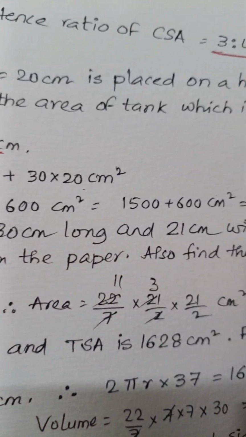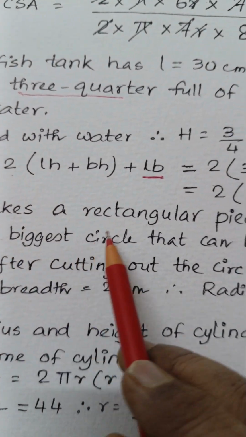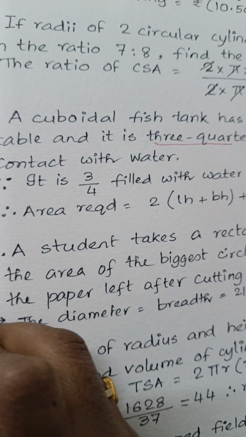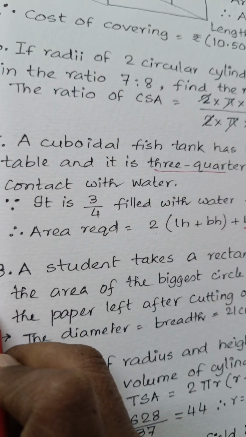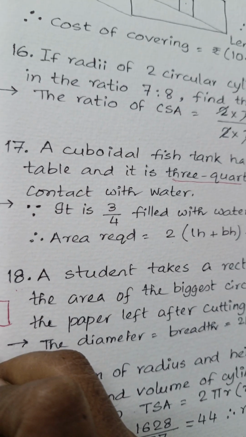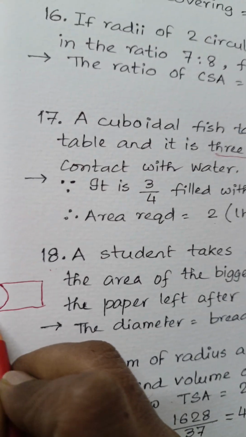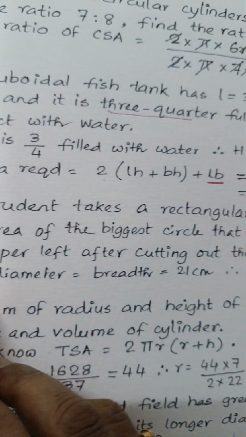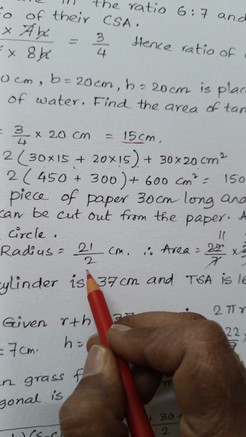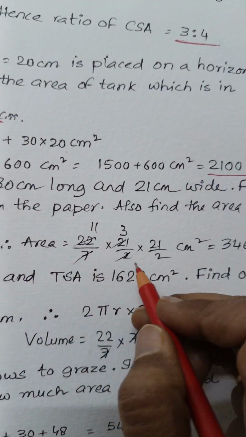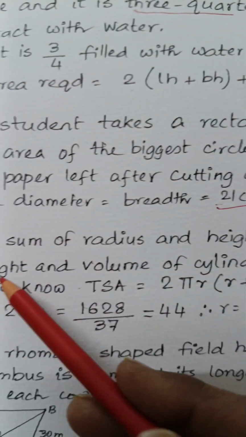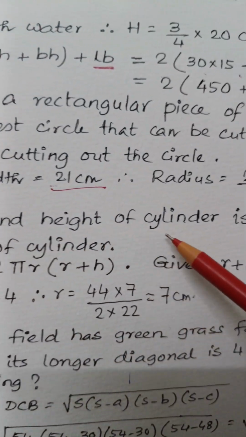Number 18. A student takes a rectangular piece of paper 30 centimeter long and 21 centimeter wide. Find the area of the biggest circle that can be cut out from the paper. Biggest circle means if this is the rectangle, the biggest circle to be cut out from here is having a diameter similar to the width of the rectangle. So the diameter is equal to width, that is 21 centimeter. The radius is equal to 21/2. Therefore the area is 346.5 centimeter square.